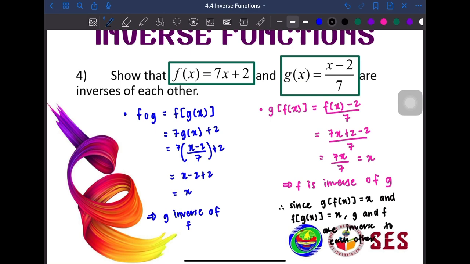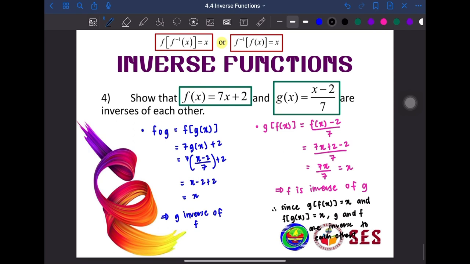That's how we prove ataupun show this type of question. Okay, so kiranya kita just perlu provekan this property untuk make sure diorang inverse to each other. Okay, alright, so itu sahaja untuk 4.4.